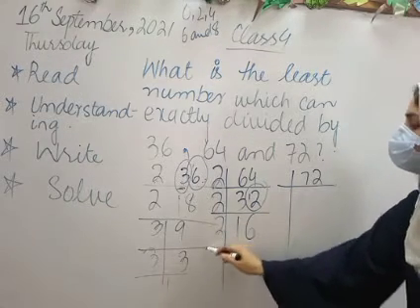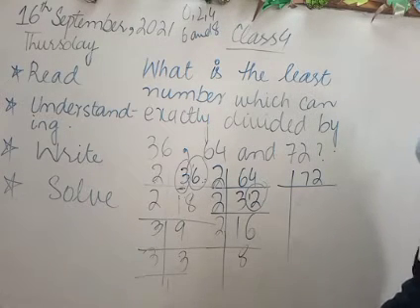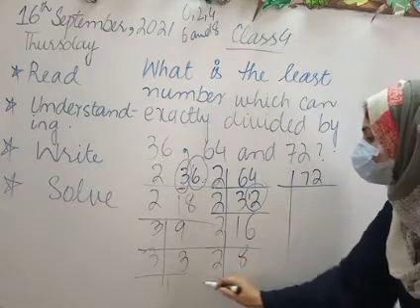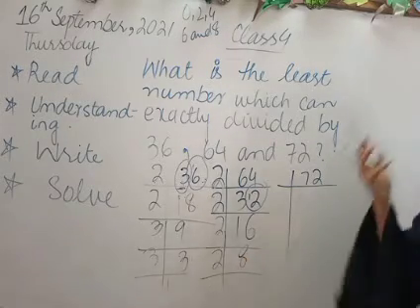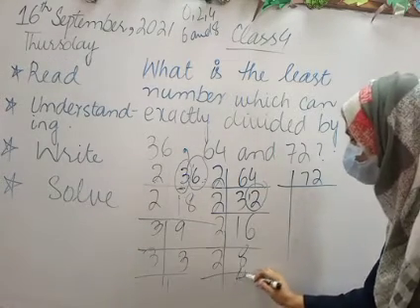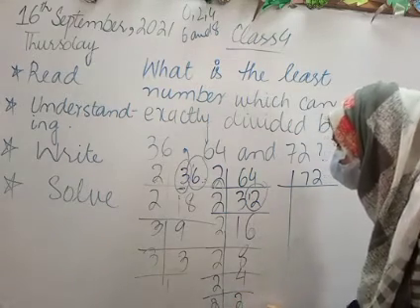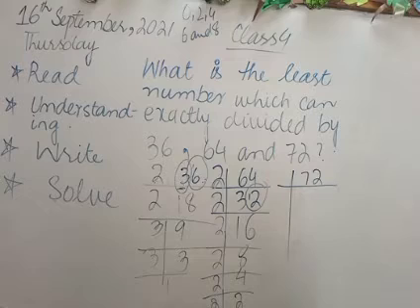2 6 times 12. Now class, you know 2 8 times 16. Now class, we will again take 2 because its unit place is still 8. 2 4 times 8. 2 2 times and 2 1 times. Clear?